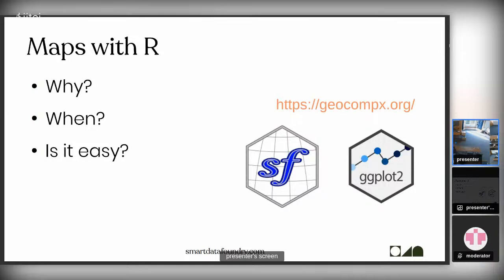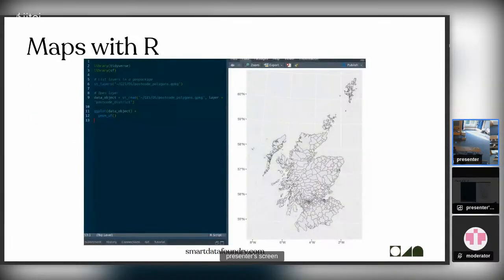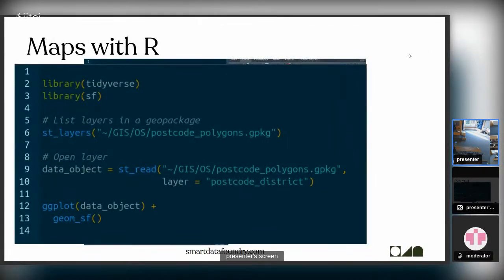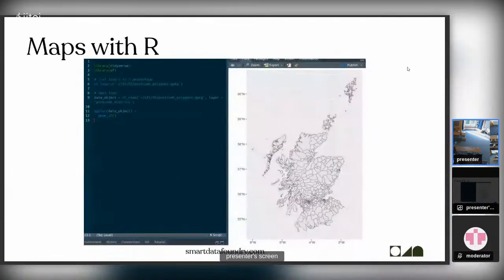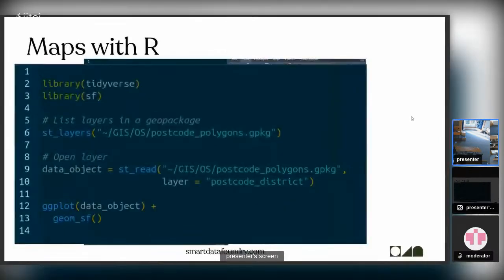I've used ggplot, which is an R package, for the figures you've seen here. And if you can't see this at the back, because I can't, I made it bigger. In order to make that figure of Scotland and each of the postcode districts, this is effectively what I did. I loaded the tidyverse and the sf packages. I loaded the geo package because no one uses shape.